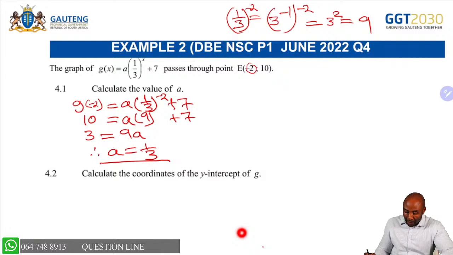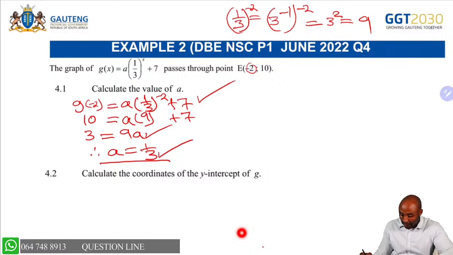Now, if you check, this question was 3 marks. You get a mark for the substitution of negative 2 and 10. We simplify to get 3 is equal to 9a, and we get our a as 1 over 3. That's 3 marks that we can get for free there.